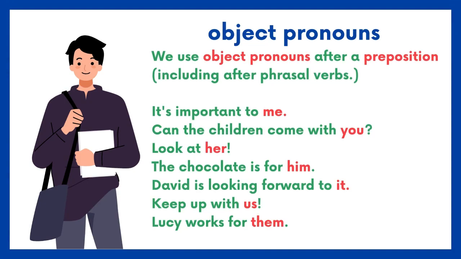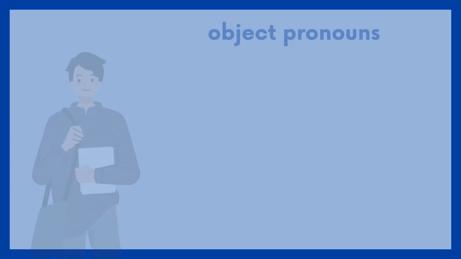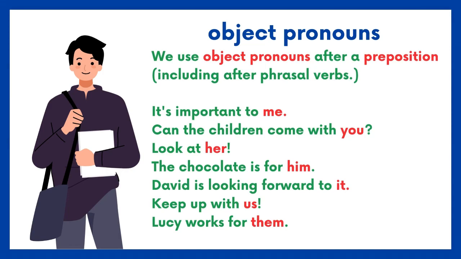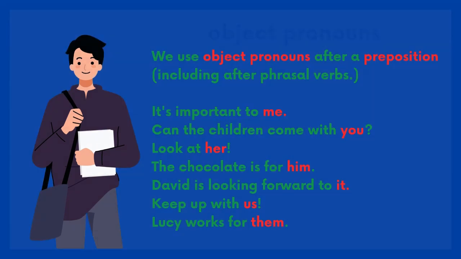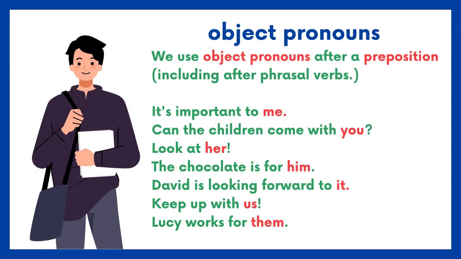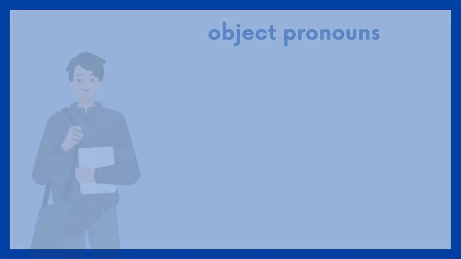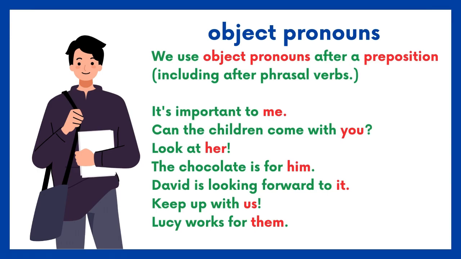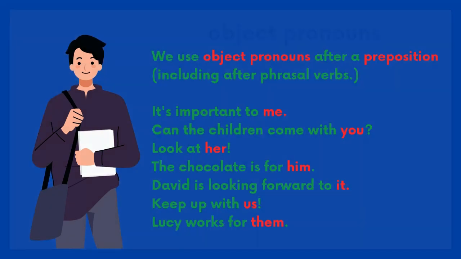Object pronouns. We use object pronouns after a preposition, including after phrasal verbs. It's important to me. Can the children come with you? Look at her. The chocolate is for him. David is looking forward to it. Keep up with us. Lucy works for them.